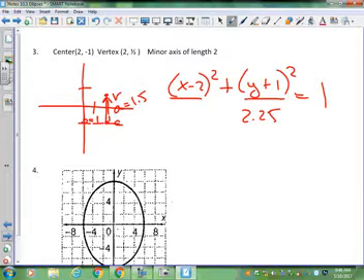So, if the bigger number is under Y, it's going up and down. If the bigger number is under X, it's going horizontal. Yes. Correct. Well, then I have to redo my homework. That is correct. Now, why is that important?